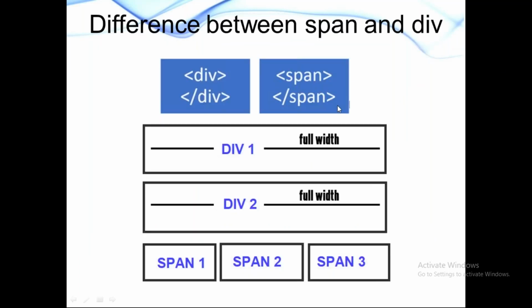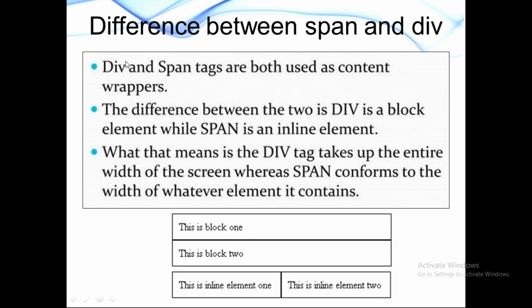Div will occupy the entire width. Span will occupy only the space it requires. And div and span tags are called content wrappers because they can contain any number of tags within them. Okay, fine.